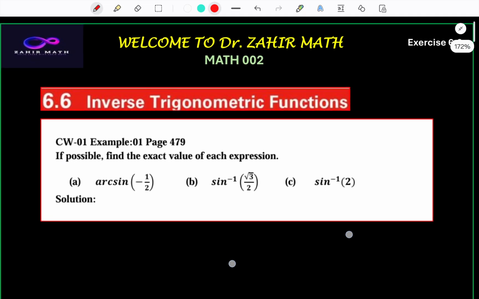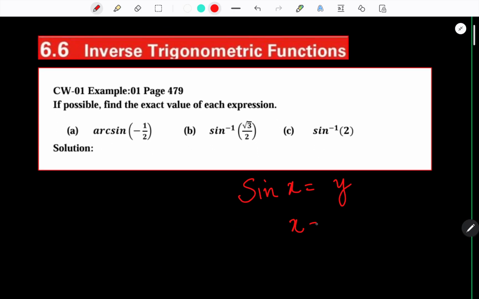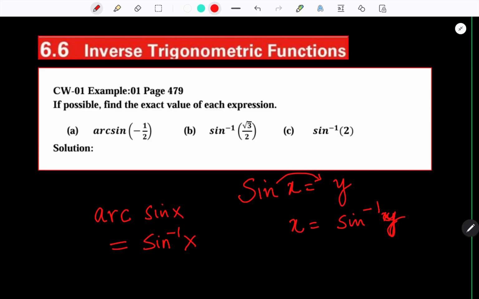Let's get started. Math 002, section 6.6, inverse trigonometric functions. What do you mean by inverse trigonometric functions? We write sine x is equal to y. If you want to find the value of x, you take it as sine to the power of minus 1 of y. This way of writing is called the inverse function. Some authors write arc sine x, which is equal to sine inverse x. Both are the same. Arc sine x and sine inverse x both refer to the inverse sine function.